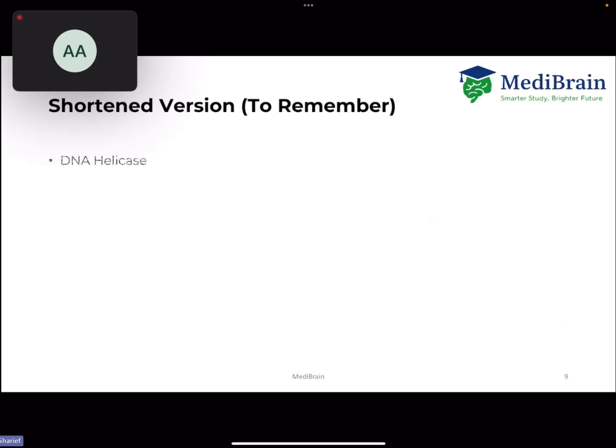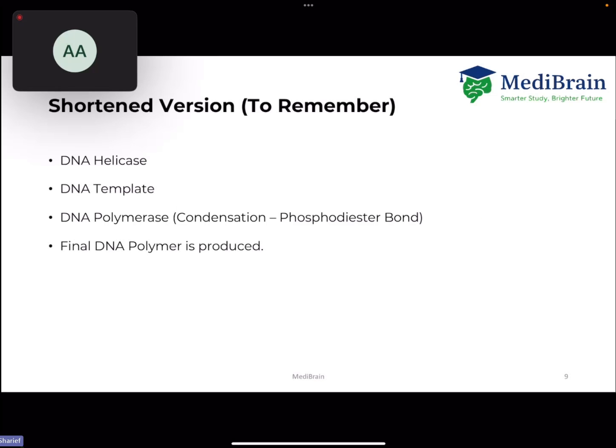Shortened version to remember. I remembered it like this whenever I was remembering the processes, because there were exam questions which were literally asking me to list the process. So step one, DNA helicase. Step two, DNA template. Step three, DNA polymerase, condensation, phosphodiester bond. And then step four, final DNA polymer is produced. Okay, those were the shortened steps that I remembered the process with.